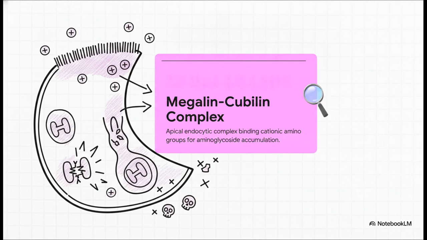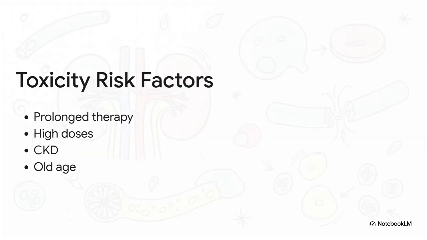So the crucial point here is the megalin-cubilin complex. This is an endocytic receptor complex located right on the apical brush border of the proximal tubular cells. Aminoglycosides have these cationic, positively charged amino groups that bind perfectly to this complex. It's like a lock and key. The cell essentially swallows the drug via endocytosis, traffics it inside, and once there, it disrupts ATP production and triggers mitochondrial apoptosis.